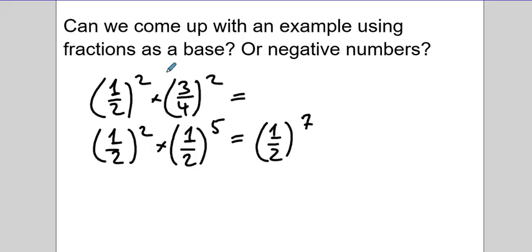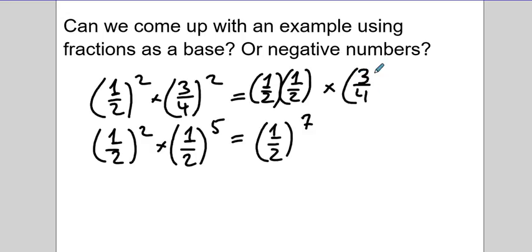Yeah, we're going to have to write them in the expanded form and then multiply it all the way through. So 1/2 is really 1/2 times 1/2, and then times 3 over 4 to the power of 2, which is 3 over 4 times 3 over 4. Then we just multiply everything through, all the numerators, all the denominators. So this is just one long multiplication, just because we have brackets.